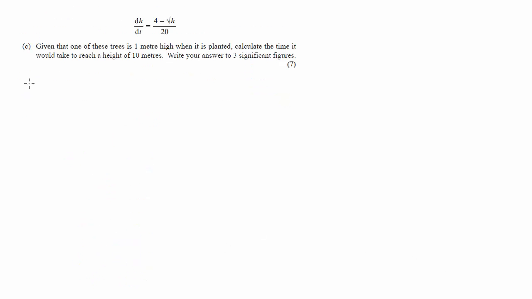So now in question number C, it's given that one of these trees is 1 meter high. That means h equals 1. When it is planted, that means when t equals 0, h equals 1. So calculate the time that would take to reach a height of 10. That means we have to find the value of t when h equals 10. That's the question.